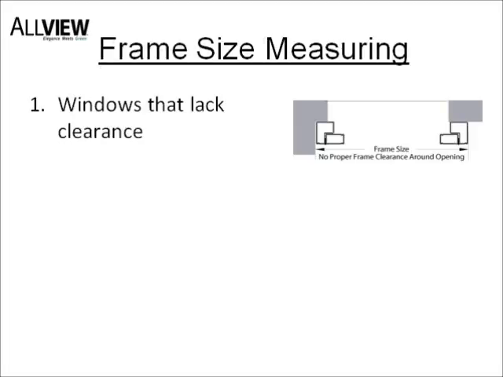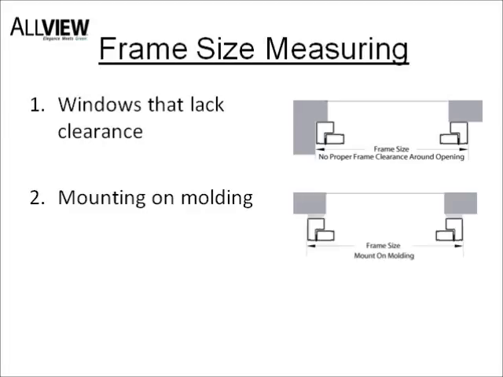Frame-to-frame measuring is typically used for 3 special situations. The first is with windows that lack proper clearance, where the standard factory additions will not work. The second is when mounting on molding, where you measure from edge of molding to edge of molding. Make sure there is a wide and flat area on molding for the shutter frame to sit on. The minimum clearance areas required on moldings can be found in our reference guide.